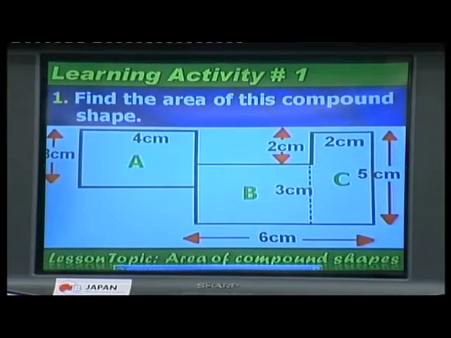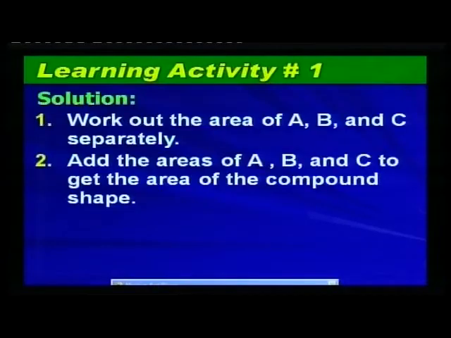So when we are talking about compound shapes, they will be divided into parts. All you have to do, step number one, class, is work out the area of A, B, and C separately. You don't combine them together, because when you combine them together, you will not come up with the answer that we are expecting.